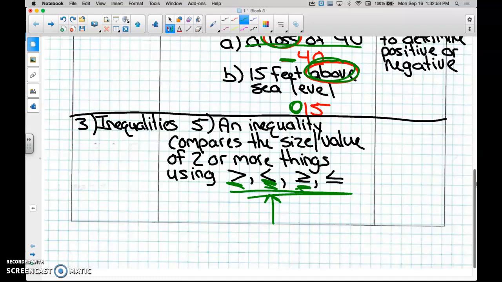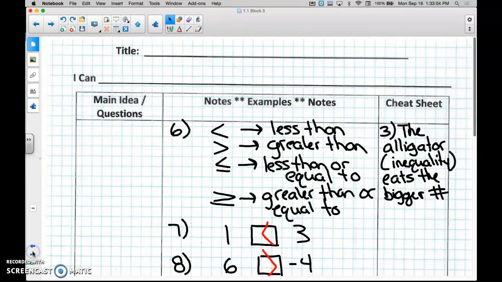What is this one right here? Greater than or equal to. We're going to try to get so we're all together. Okay, and then what is this one? Less than or equal to. Okay, excellent. All right, and then we went to the next page.